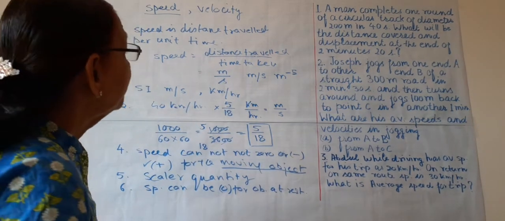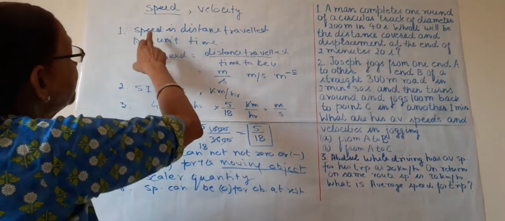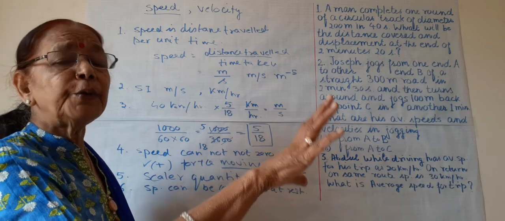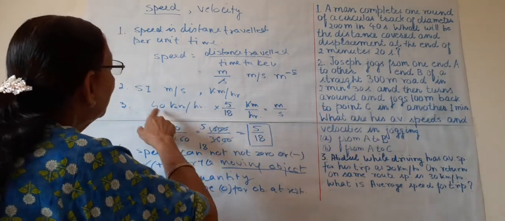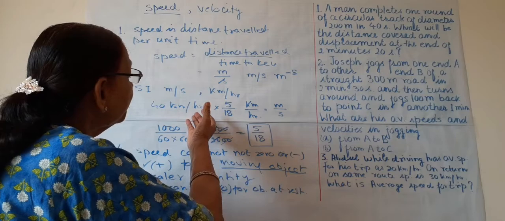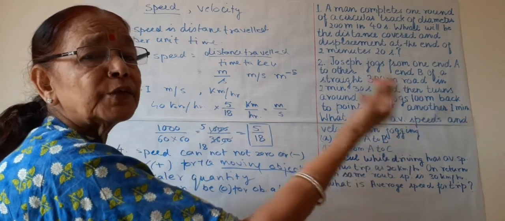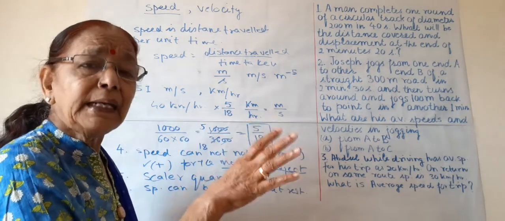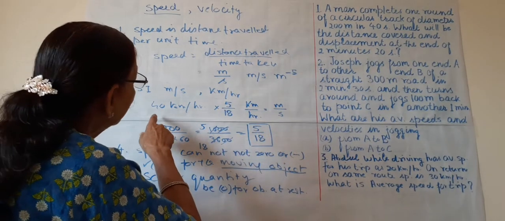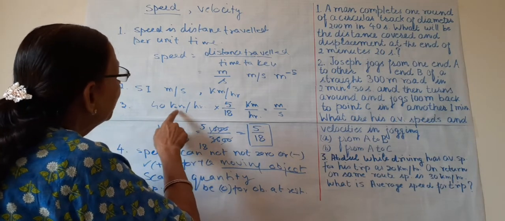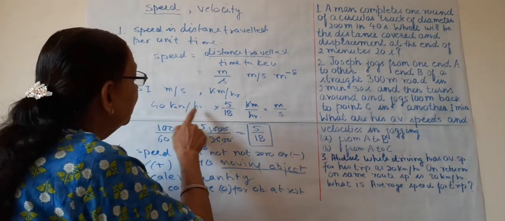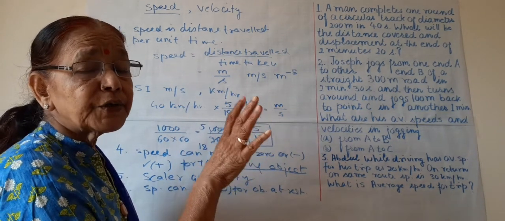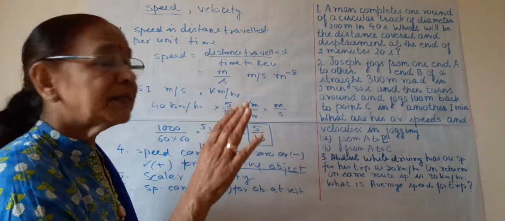Now what are the points for speed? First, speed is a scalar quantity. We need only magnitude or the numerical value like 40 kilometers per hour. We need not say whether the car is going eastward, northward, up, down. The car can go anywhere, in any direction. But if it is going with this speed, 40 kilometers per hour, we say this is the speed. So speed is scalar and no direction is needed to describe speed.